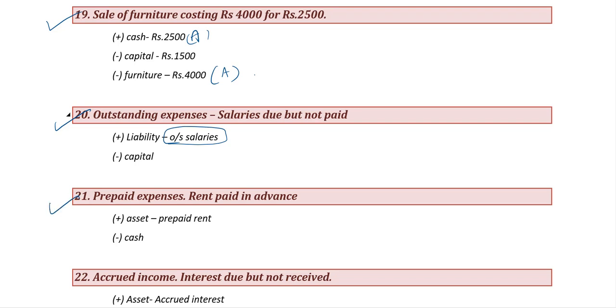Prepaid expense. Example, rent paid in advance. We need to create an asset called prepaid rent. And we also need to deduct from cash. Cash is an asset.